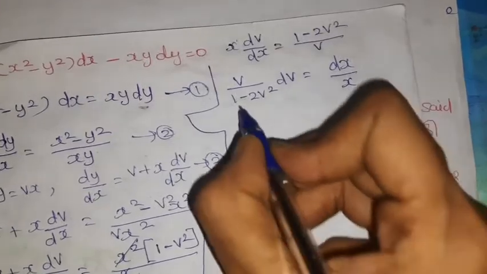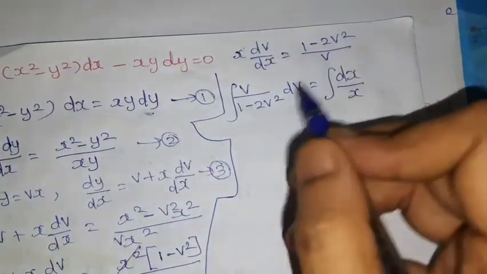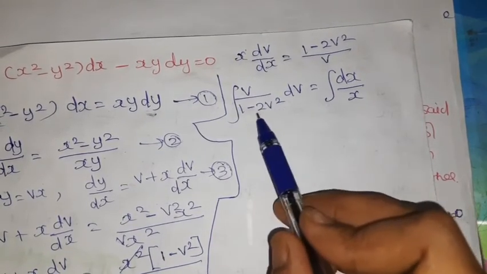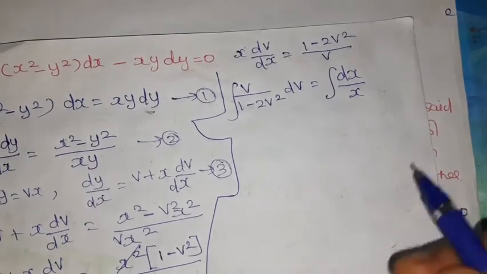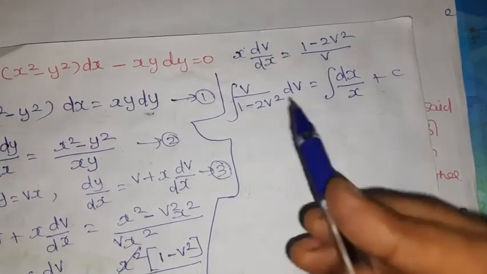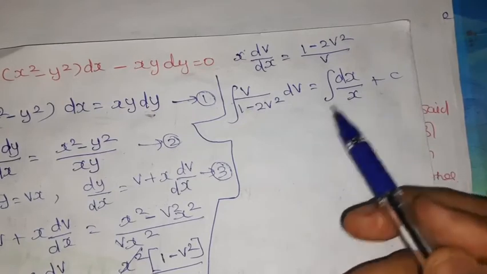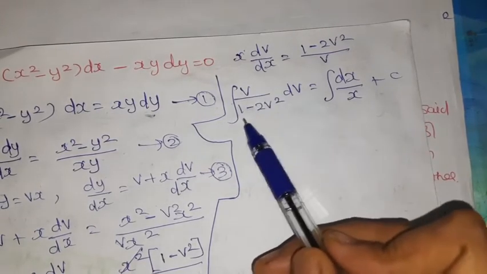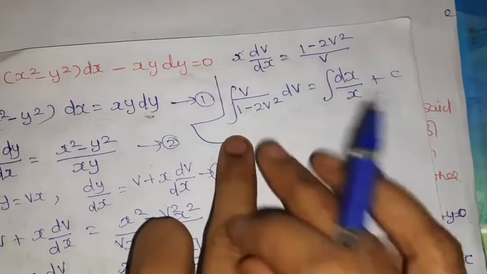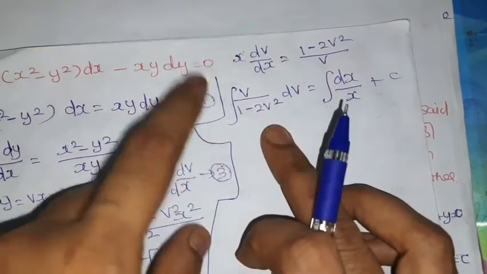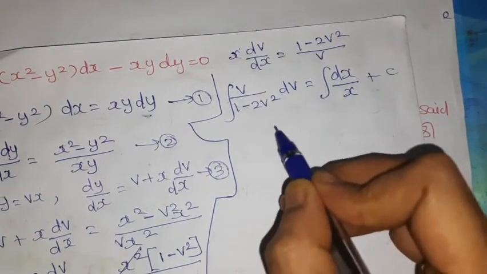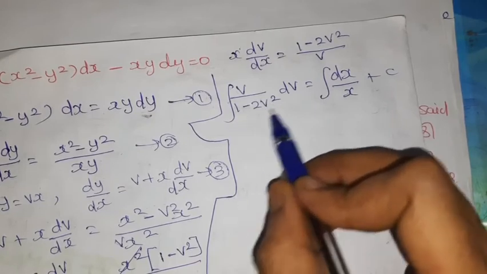Integrating on both sides. By integrating on both sides, we get the integral of v divided by 1 minus 2v squared dv equals the integral of dx by x plus some constant c. When we integrate, we need to add some constant c. Here dx by x is, we know, log x. For the denominator 1 minus 2v squared, if the differentiation of the denominator is in the numerator, then we can substitute as log of 1 minus 2v squared.